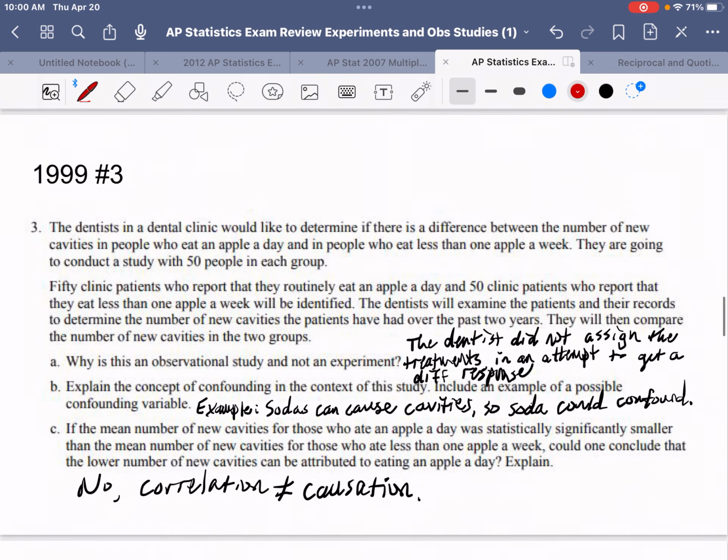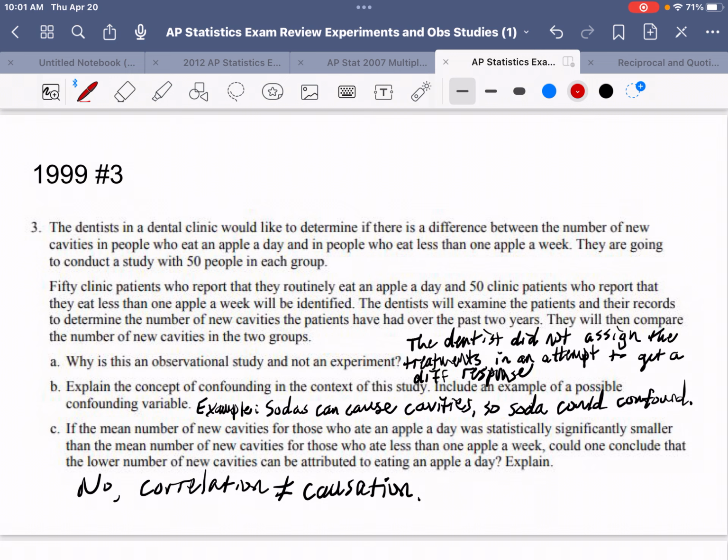1999, number 3. A dentist in a dental clinic would like to determine if there's a difference between the number of new cavities in people who eat an apple a day and in people who eat less than 1 apple a week. They're going to conduct a study with 50 people in each group. 50 clinic patients who report that they routinely eat an apple a day and 50 clinic patients who report that they eat less than 1 apple a week will be identified.